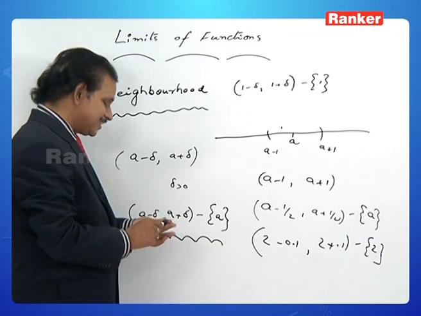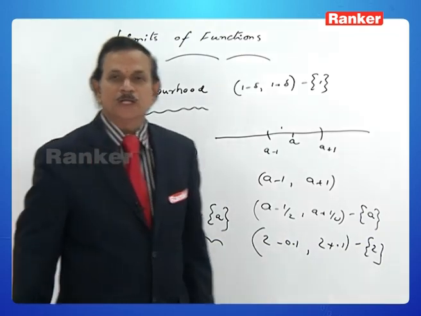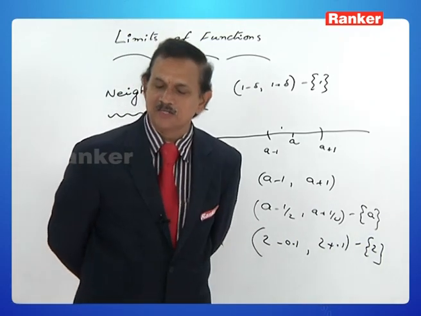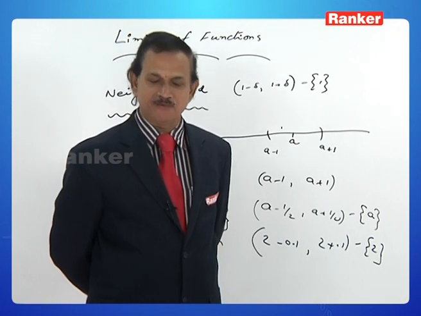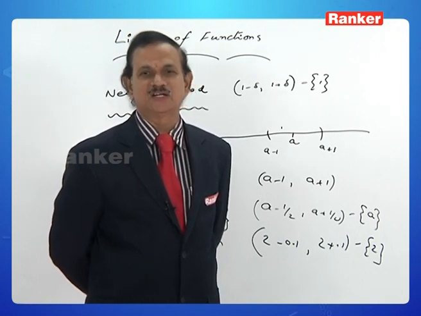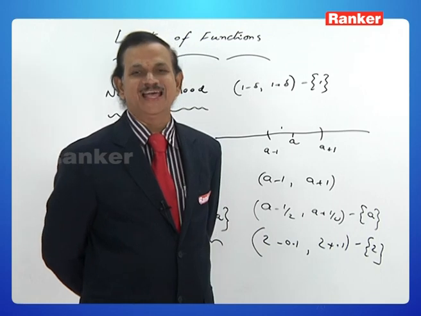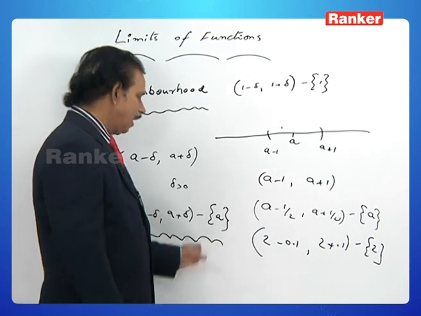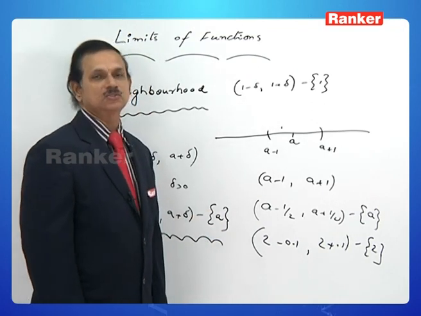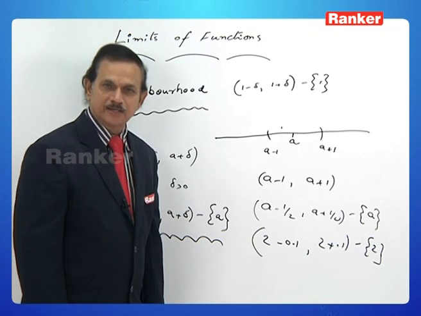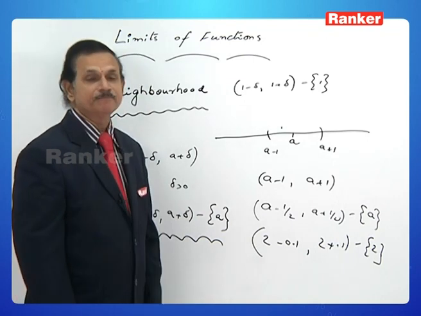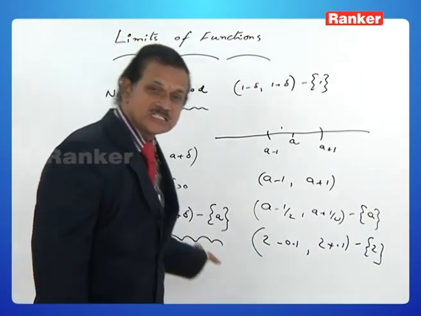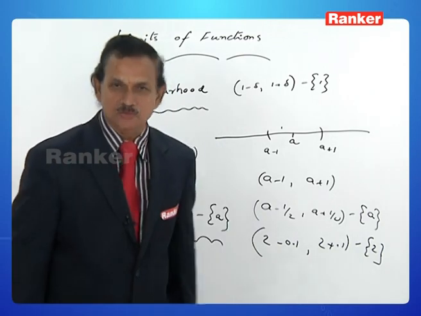Well, in constructing these neighborhoods, is there any restriction, rule or regulation on the selection of delta? Not at all. In general, the open interval a minus delta to a plus delta is called an arbitrary neighborhood of a, and open interval a minus delta to a plus delta minus singleton a is of course a general arbitrary deleted neighborhood of a. Now we shall discuss the necessity of considering these deleted neighborhoods.